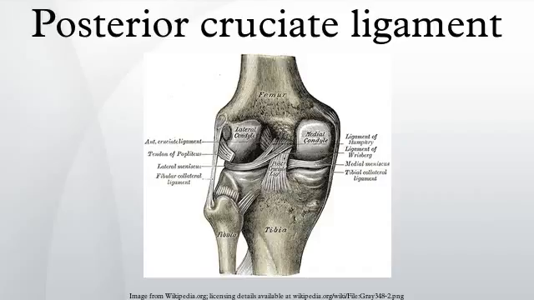The posterior draw test is one of the tests used by doctors and physiotherapists to detect injury to the PCL. Patients who are suspected to have a posterior cruciate ligament injury should always be evaluated for other knee injuries that often occur in combination with PCL injuries. These include cartilage and meniscus injuries, bone bruises, ACL tears, fractures, posterolateral injuries and collateral ligament injuries.